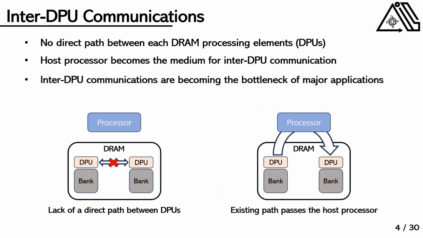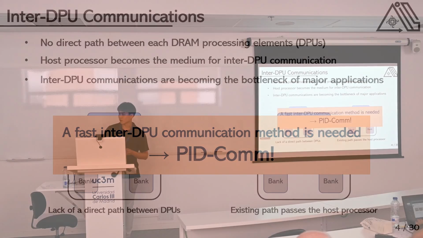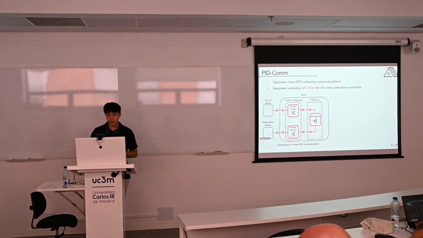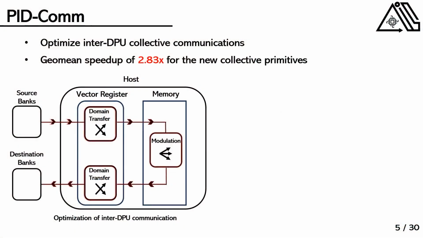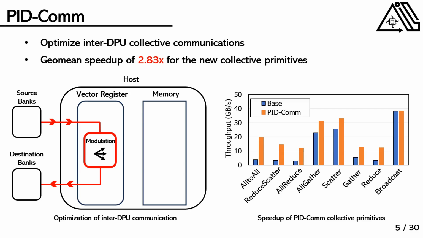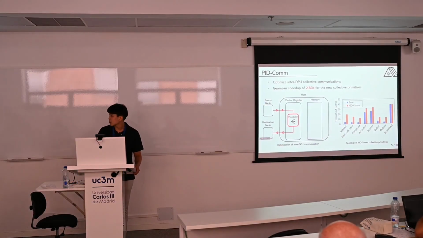To relieve the bottleneck, we need a faster method of inter-DPU communication to reduce the overhead, and this is where PID-Comm jumps in. So, PID-Comm targets frequently used collective primitives and proposes several techniques to accelerate them for faster communication. A sneak peek of the evaluation shows that PID-Comm achieves a geomean speedup of 2.83 times compared to the baseline implementations. Throughout the presentation, I will show you how this was possible.